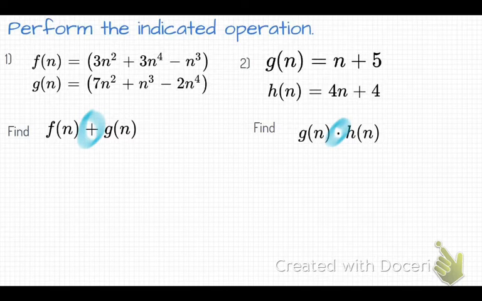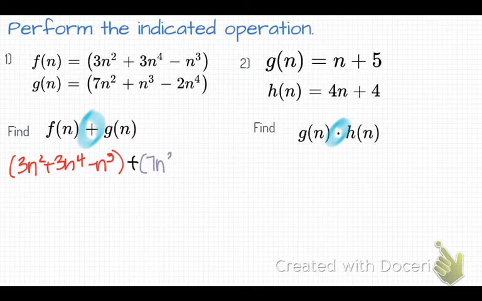So number 1, first I have f of n. I'm going to write that. It's 3n squared plus 3n to the 4th minus n cubed. We said our operation is addition. And I'm going to add g of n, which is 7n squared plus n cubed minus 2n to the 4th. Now to add these polynomials, what do I do? I just get rid of the parentheses and combine my like terms.